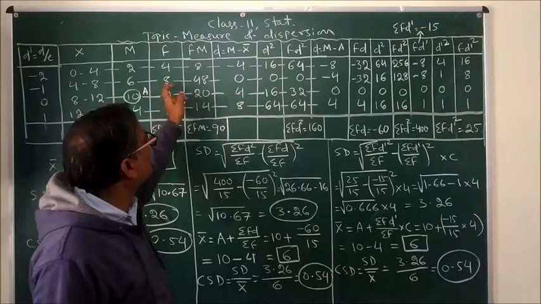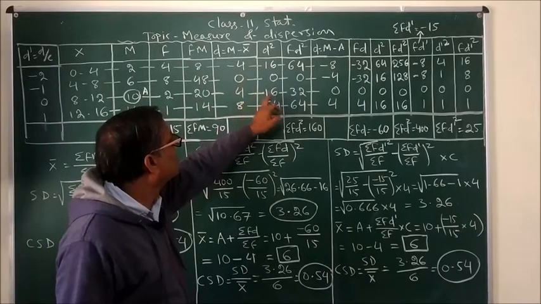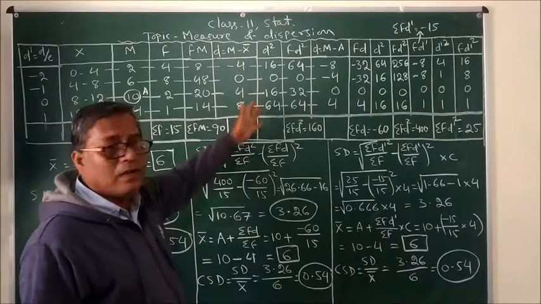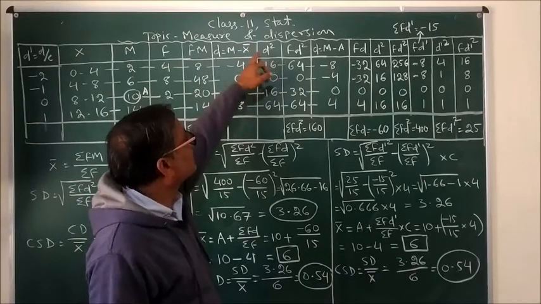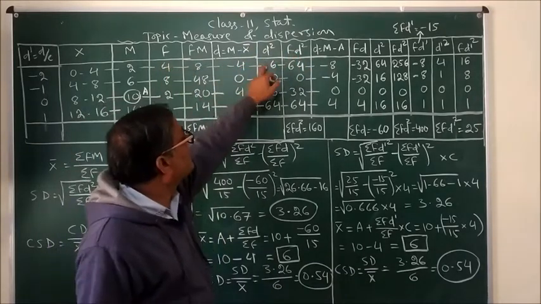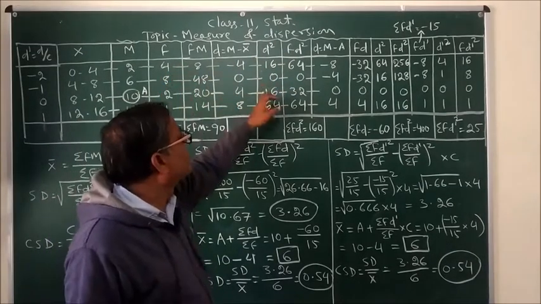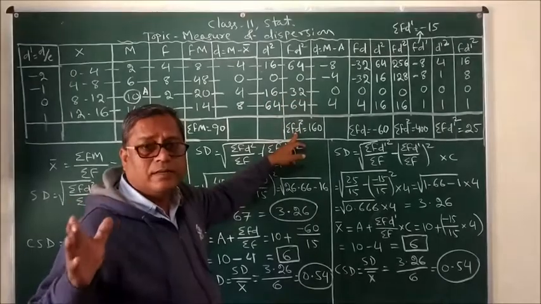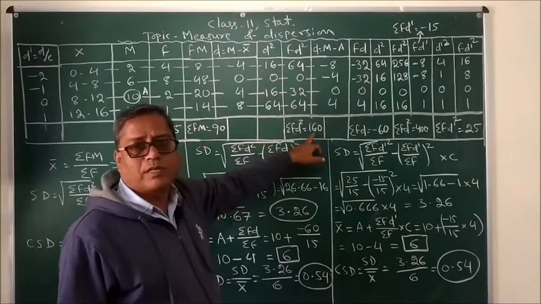After that we need to find d square by squaring the column d. 4 4s are 16, 4 4s are 16, 8 8s are 64. In this way we found the d square column. And after that we need to multiply f with the d square, because we need fd square. So 4 into 16 is 64. In this way, by multiplying frequency with the d square, we got the fd square column, and we need to get the aggregate, that is the sum total of all the fd square, which is 160.